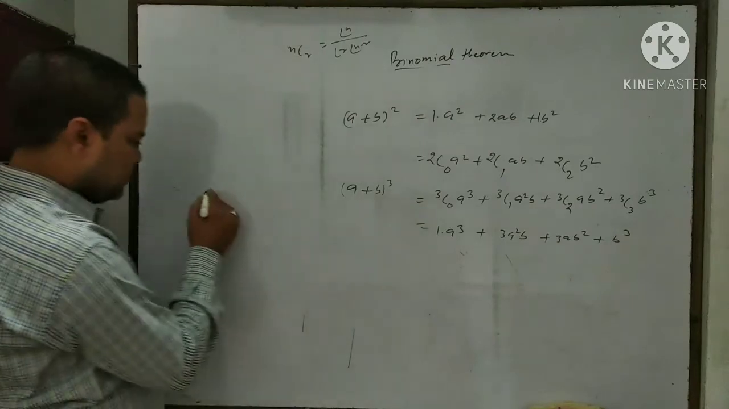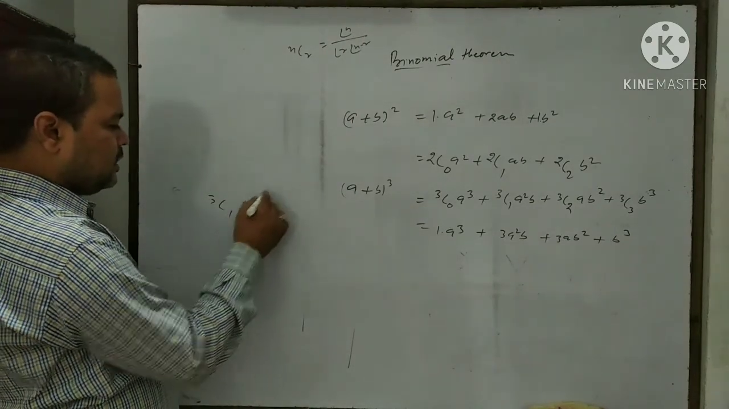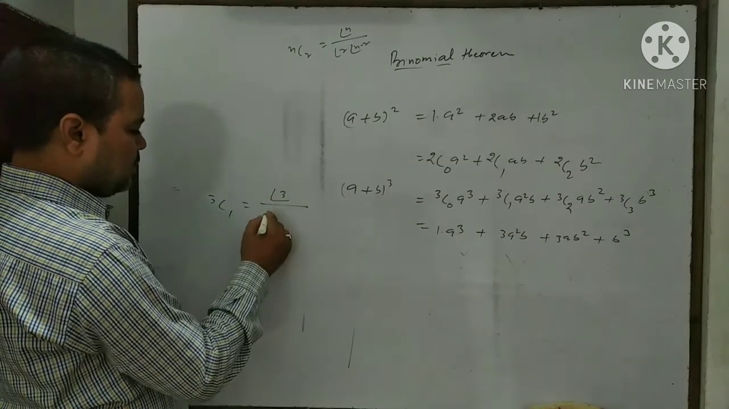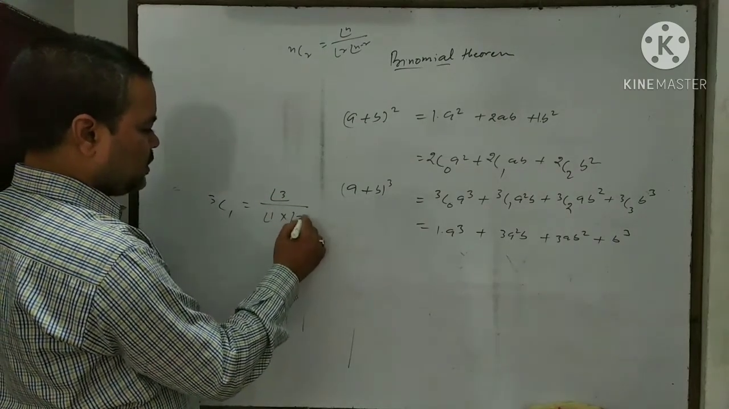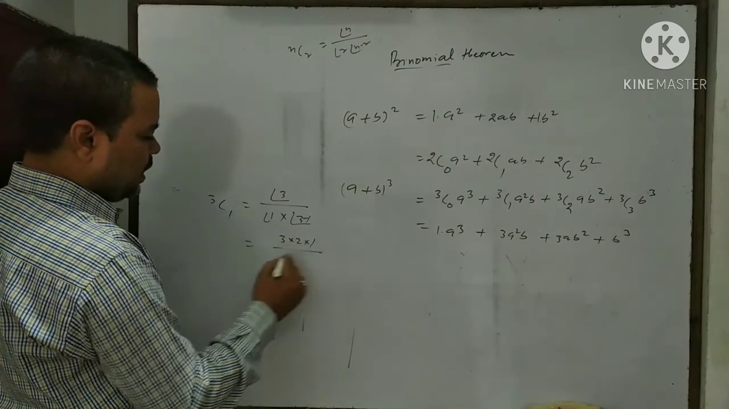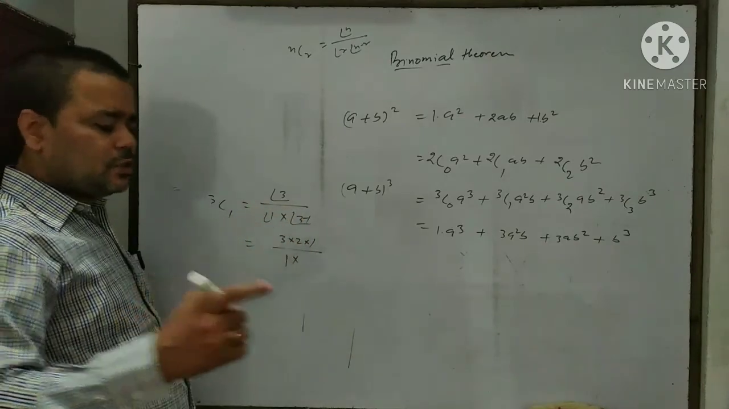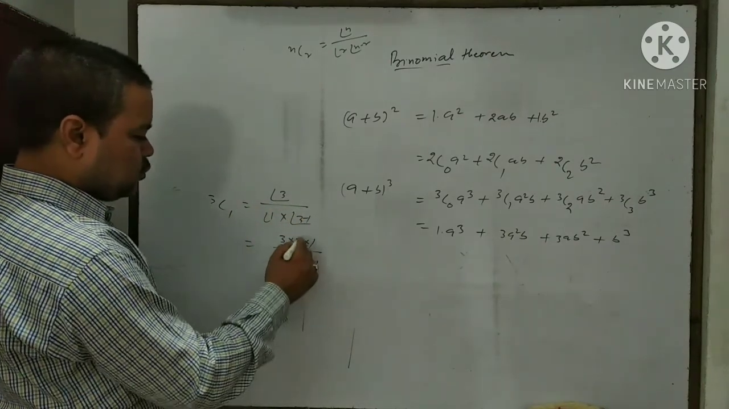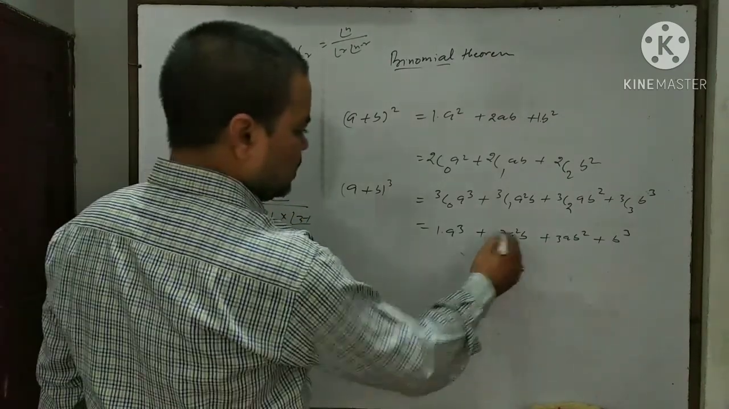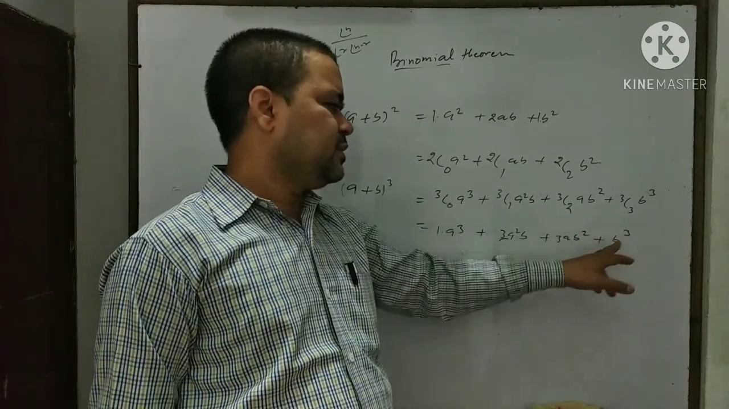Here 3C1 means what? 3C1 is factorial 3 upon factorial 1 into factorial 3 minus 1. Then we can write 3 into 2 into 1, and factorial 1 means 1, and factorial 3 minus 1 means factorial 2, that is 2 into 1. 2 cancels, and its value will be 3. Similarly, we can prove that 3C2 is equal to 3 and 3C3 is equal to 1.